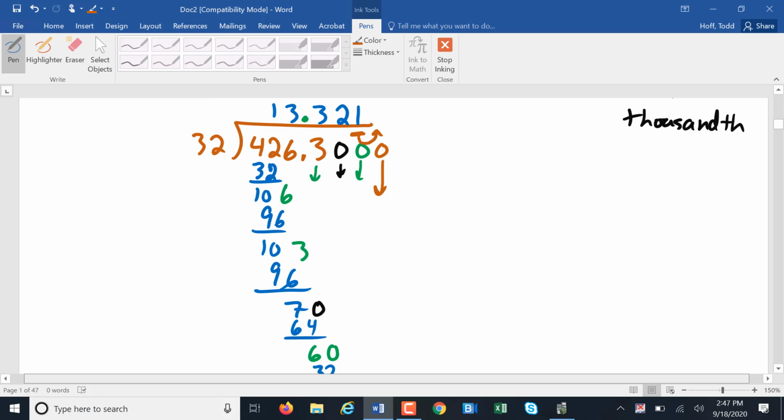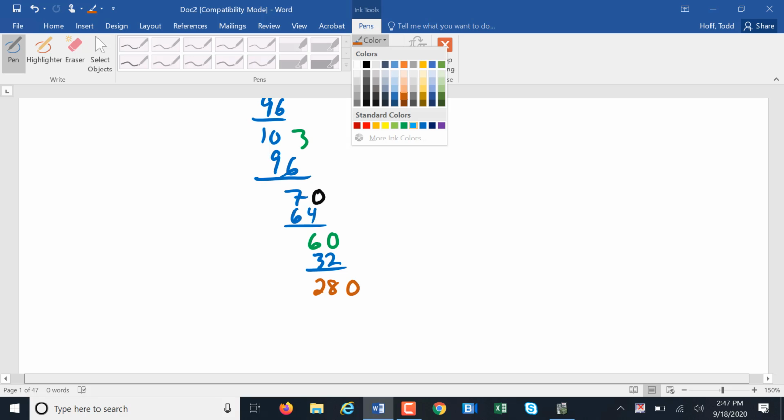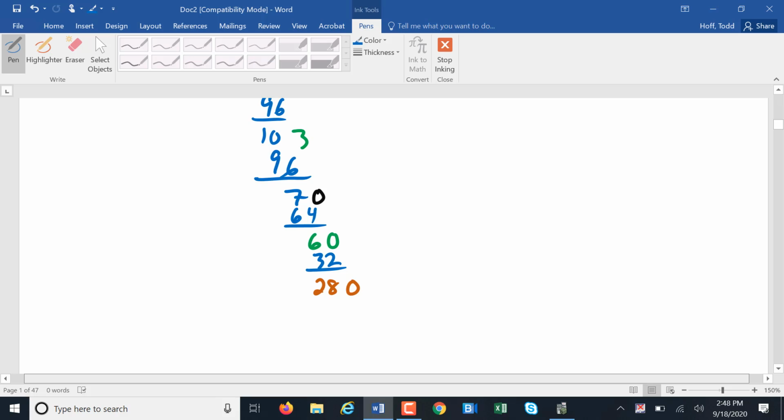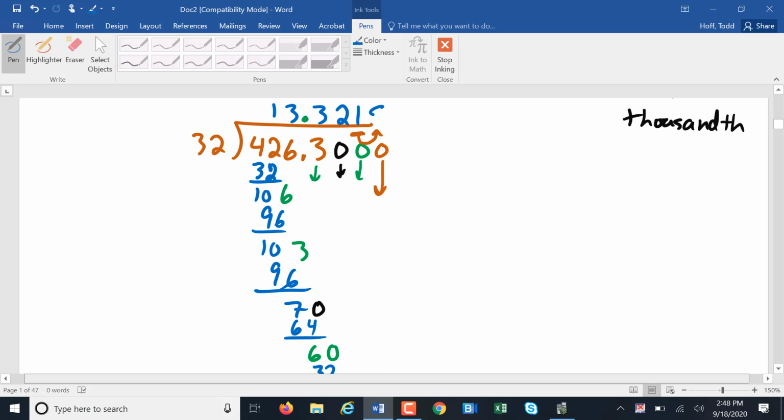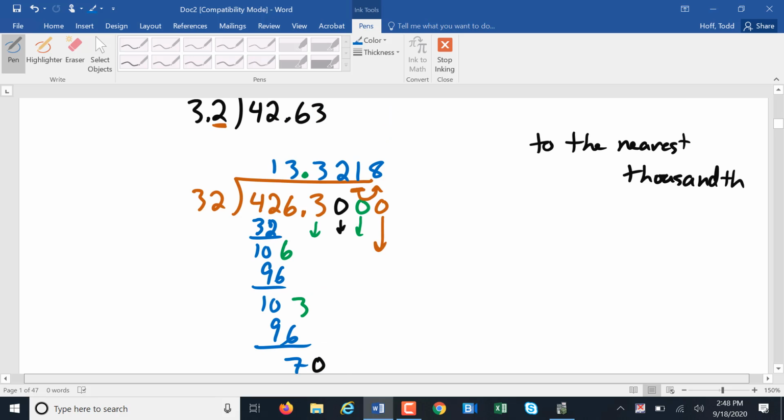So we're going to add 1 more 0 and bring it down. Well, 32 goes into 280 8 times, I believe. 8 times 32 is 256. So yes, that is correct. There's 24 left over. So what this is telling us is to the nearest thousandth, which is that digit, that 8 is telling us it has to round up to 13.322. So you always have to go 1 digit past.